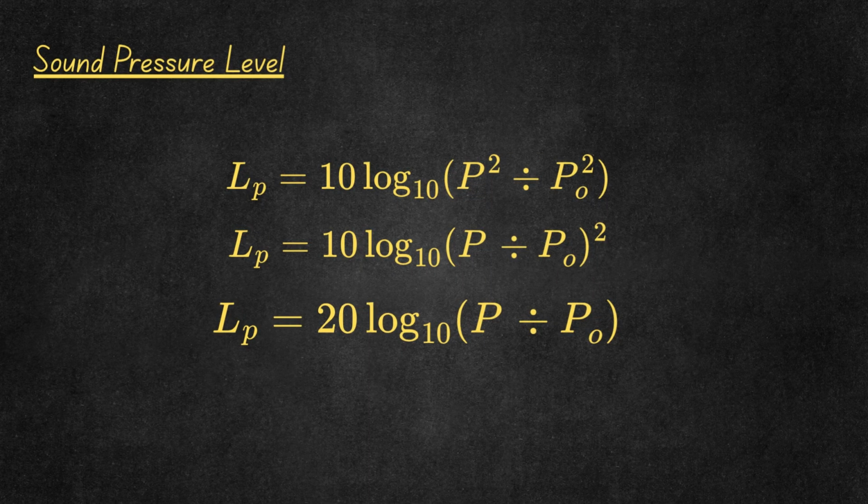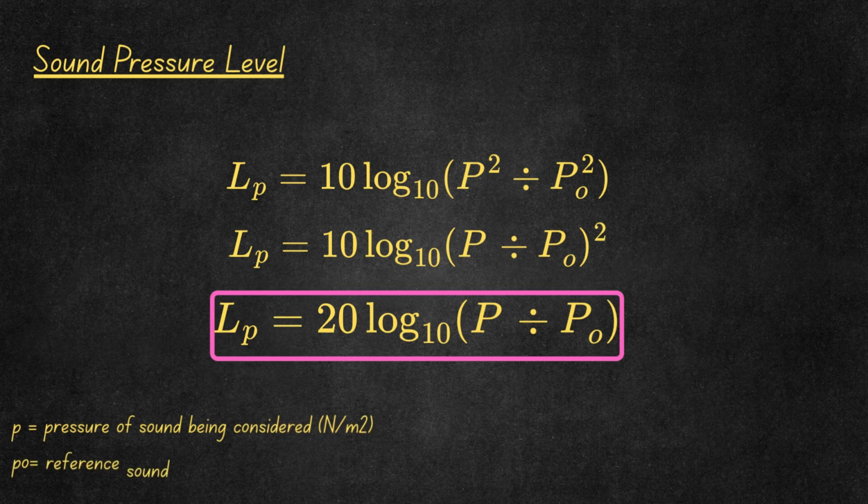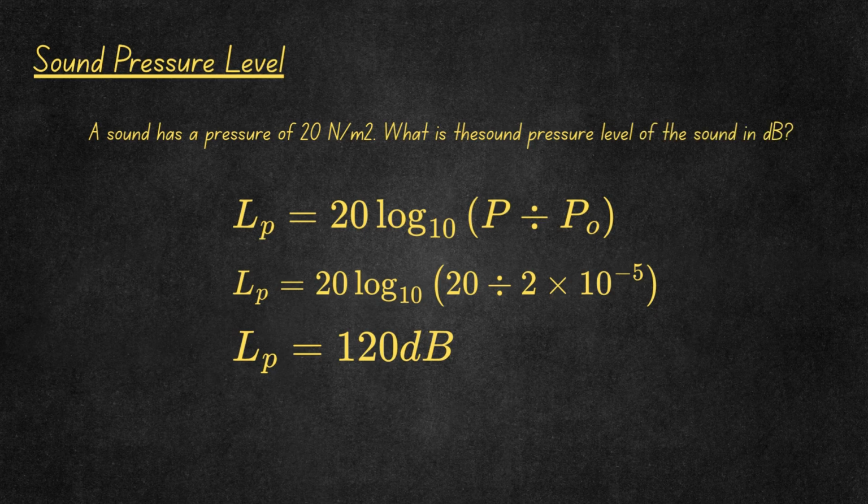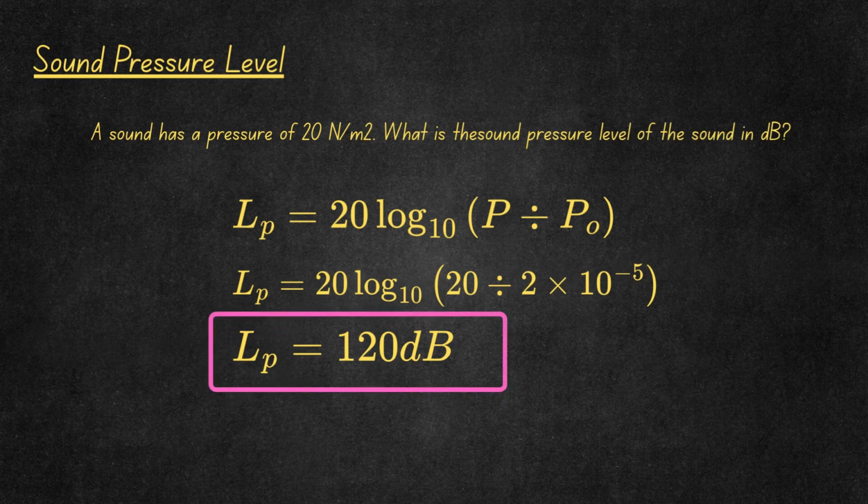The sound pressure level is the decibel level of a sound relative to the sound pressure in Newton meters squared. Since the sound intensity is proportional to the square of the sound pressure, the sound pressure level is defined by the following equation, where P equals the pressure of sound being considered in Newton meters squared, divided by the reference sound pressure, 2 times 10 to the minus 5 Newton meters squared, or 20 micropascals. This is the sound pressure at the threshold of audibility. The following shows an example of a sound pressure level calculation using the pressure level formula.